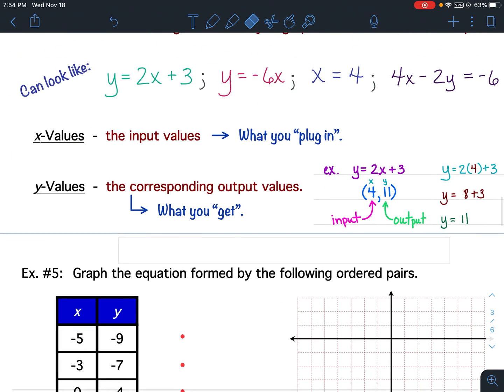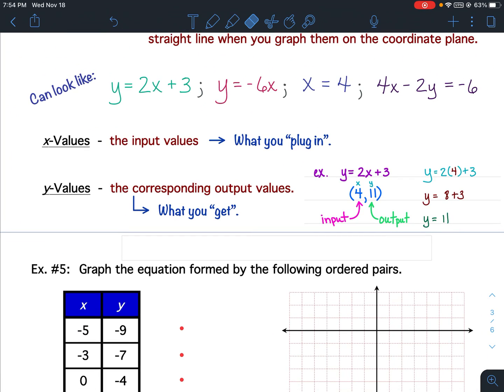So once again, these are linear equations. The x values are your input values, what you plug in, and your y values are the corresponding output values, which is what you get.